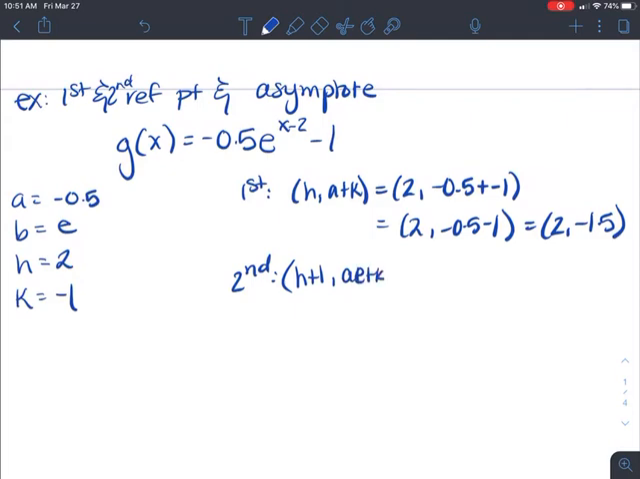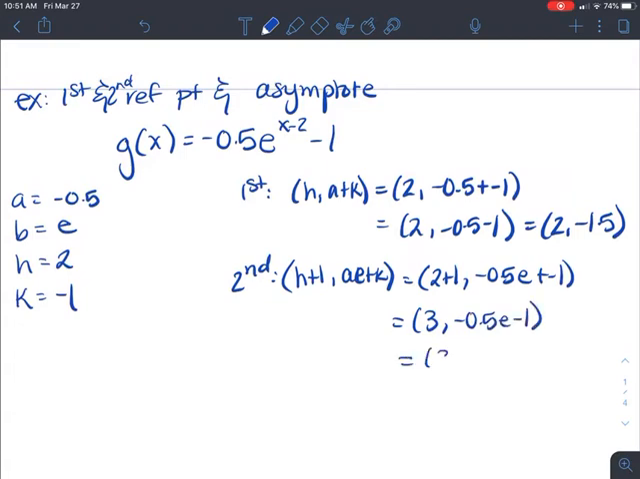a e plus k. So I'm going to plug in my value of 2 plus 1. My a is negative 0.5 times e plus a negative 1. So this is 3 comma negative 0.5 e minus 1. If I plug negative 0.5 e minus 1 into my calculator, that gives me 3 comma negative 2.4.